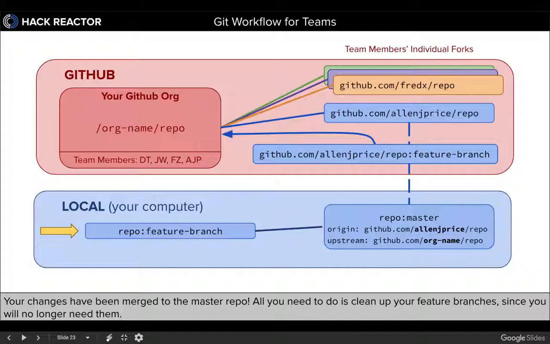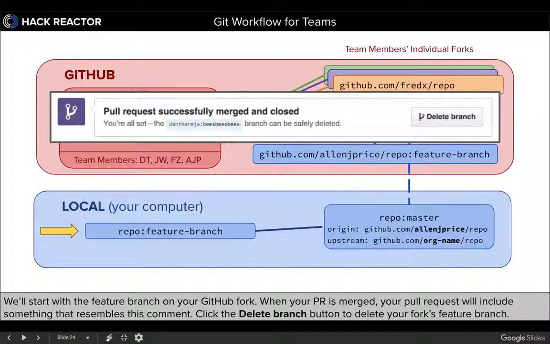You delete it. Okay? So you will start with the feature branch in your GitHub fork. And when the pull request is merged, your pull request will include something that resembles this commit. Don't worry, it will give the commits and reassemble them. Click the delete branch button to delete the fork's feature branch. You don't need it anymore. You can keep it, I'm not telling you that you should delete it, but the best practice is to delete it because you don't need it anymore.